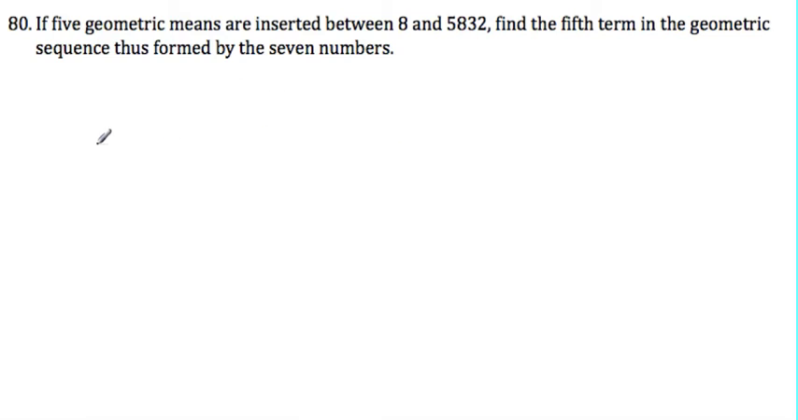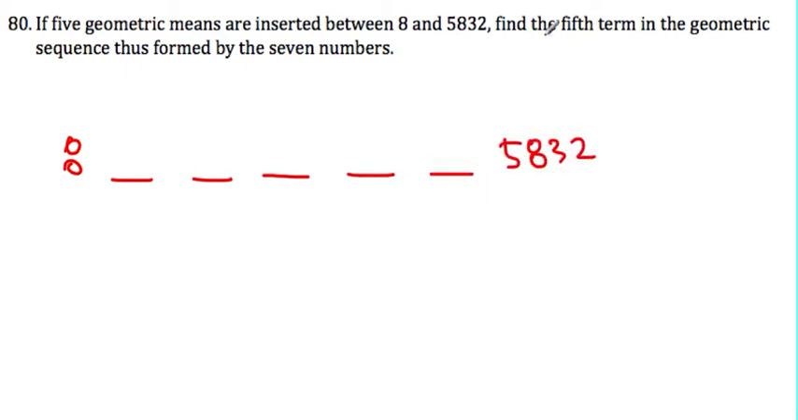So let's look at it. So we have 8, and then 5 numbers have been embedded in between, 2, 3, 4, 5, and then we have 5832. Find the fifth term in the geometric sequence. Fifth term, that means 1, 2, 3, 4, 5. That's basically what we're looking for.